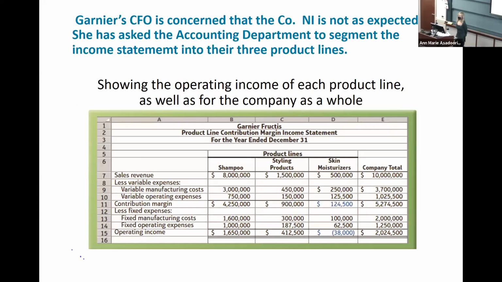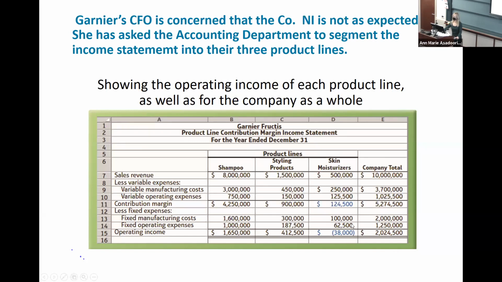Okay, so here is Garnier. They make shampoo, styling products for your hair, and skin moisturizers. So the Garnier CFO is concerned that the company's net income is not as expected. So she asked the accounting department to segment the income statement into their 3 product lines. So when they do that, you can see that here's the company's net income as a whole, broken down into its 3 different product lines.